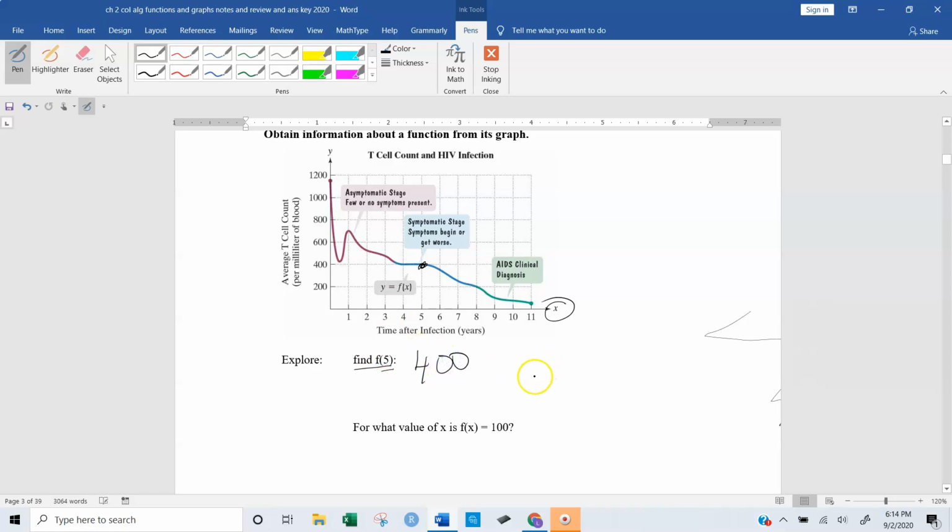Okay, try yours now. F of x equals 100. So this time I'm giving you 100, and I want to know what the x value is. So x equals 9, and y equals 400.